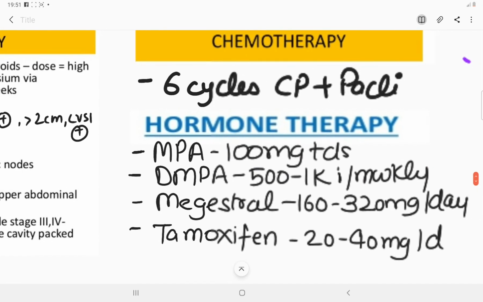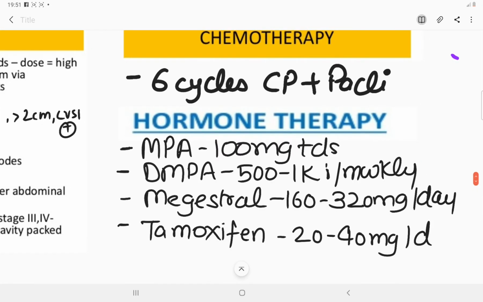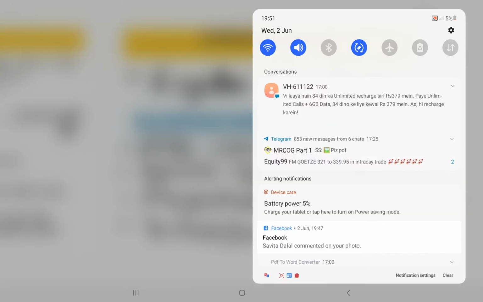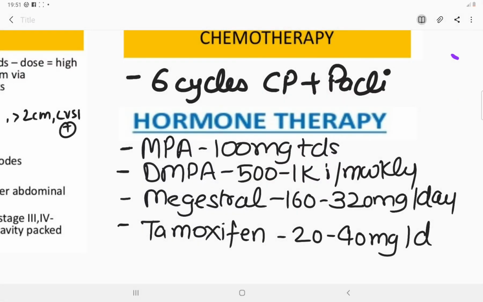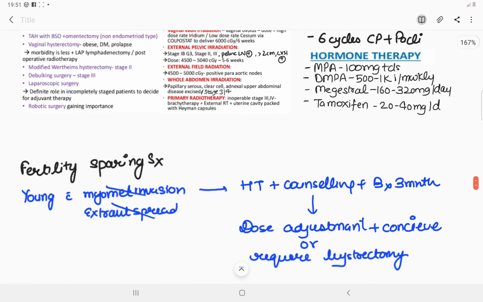Let's discuss chemo and hormonal therapy. 6 cycles of carboplatin plus paclitaxel is given in chemotherapy. For hormonal therapy, the drugs we can give are medroxyprogesterone acetate, that is 100 milligram TDS, or in the form of injectable DMPA 500 to 1000 mg IM weekly, or megestrol 160 to 320 milligram per day, or tamoxifen 20 to 40 milligram per day.